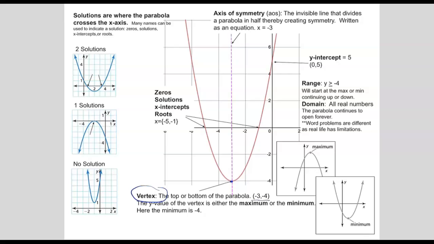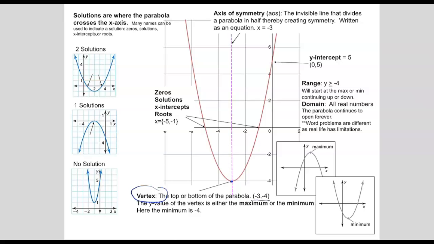So we talked vertex, maximum, minimum, domain, range, y-intercept. You know what the y-intercept is. It's wherever the parabola is going to cross the y-axis, and it should be written as an ordered pair because it's a place on a graph, and all places are written as an ordered pair. It's a location.